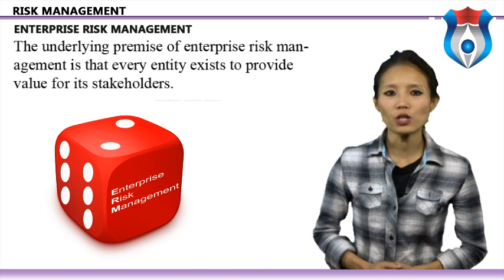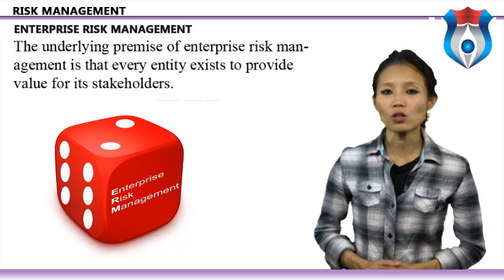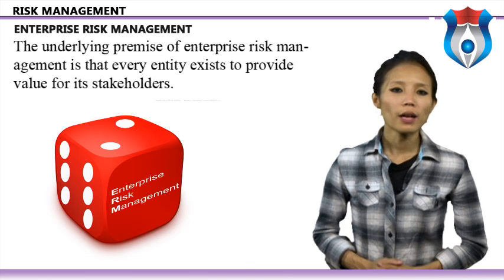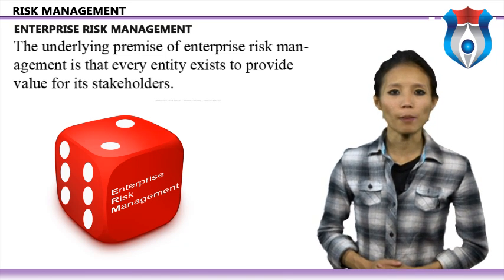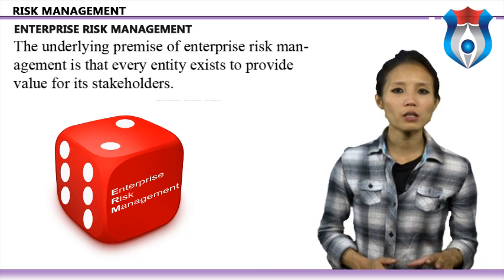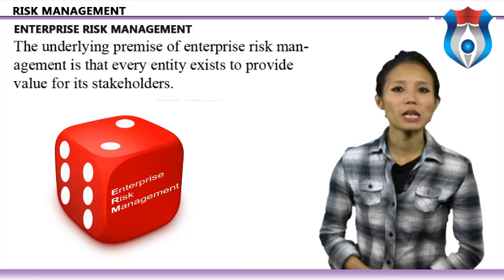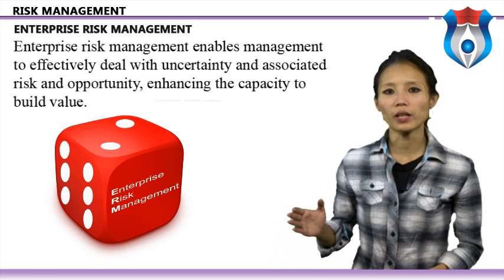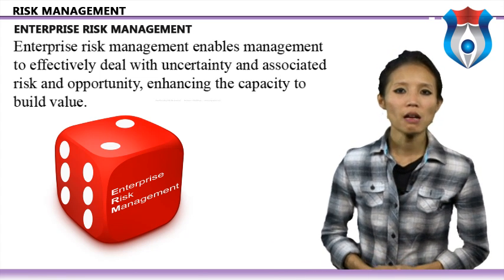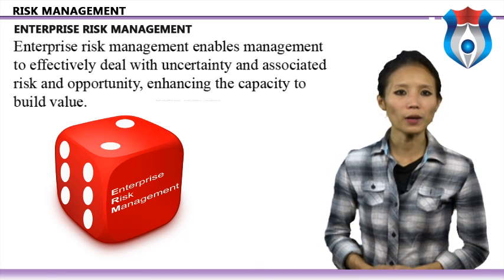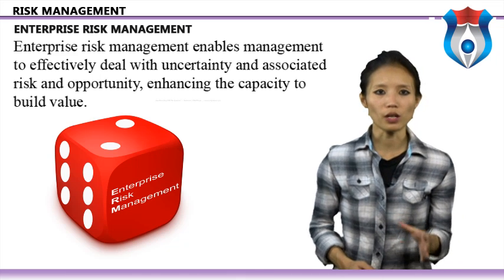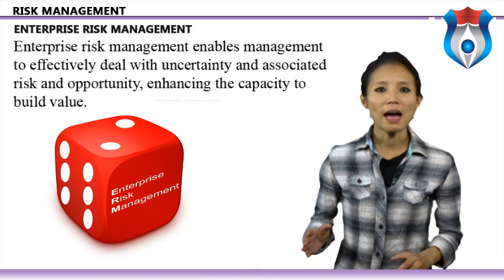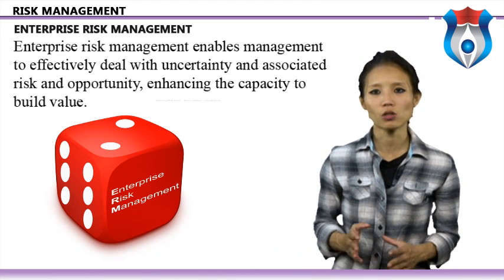The underlying premise of enterprise risk management is that every entity exists to provide value for its stakeholders. All entities face uncertainty, and the challenge for management is to determine how much uncertainty to accept as it strives to grow stakeholder value. Uncertainty presents both risk and opportunity, with the potential to erode or enhance value. Enterprise risk management enables management to effectively deal with uncertainty and associated risk and opportunity, enhancing the capacity to build value. Value is maximized when management sets strategy and objectives to strike an optimal balance between growth and return goals and related risk, and efficiently and effectively deploys resources in pursuit of the entity's objectives.